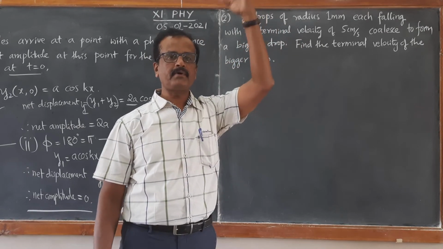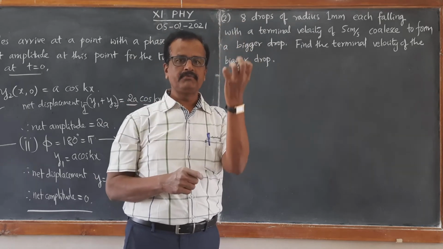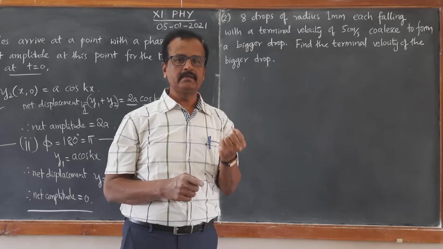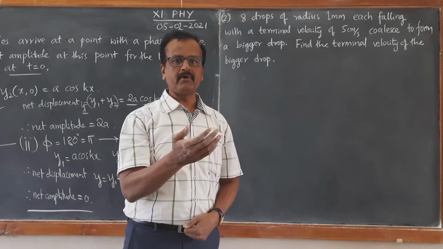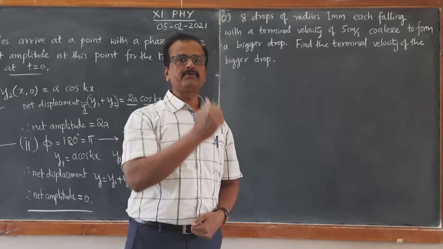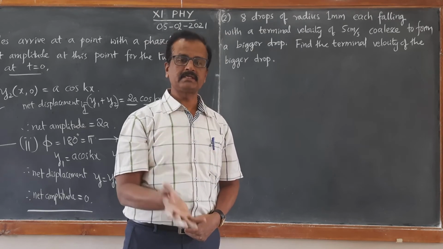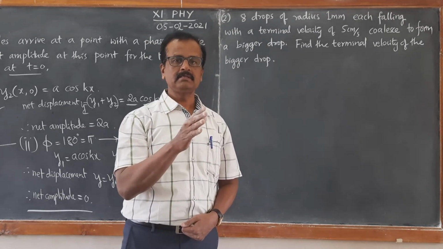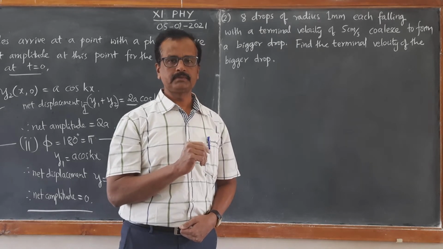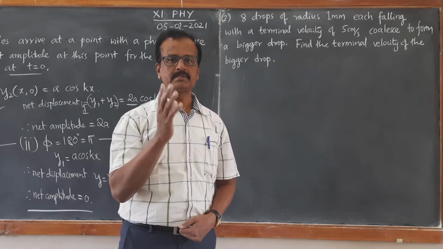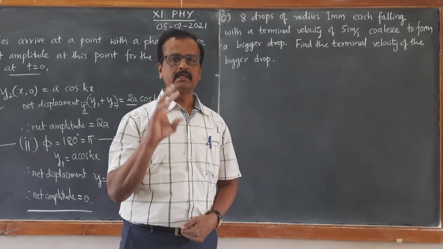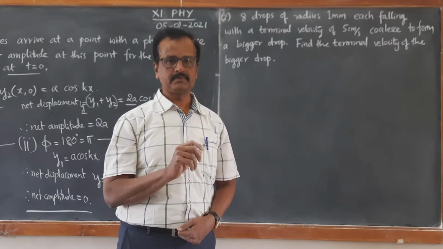When the raindrop falls from the cloud, it falls under its own weight, under the acceleration due to gravity. But its free fall is opposed by the buoyant force exerted by the air plus the viscous force which is given by Stokes law. This viscous force is directly proportional to the radius of the drop, as we have studied.